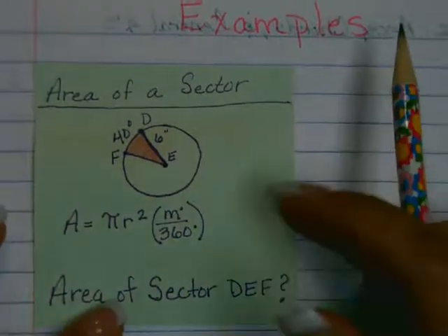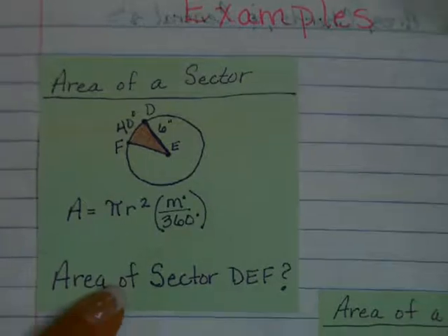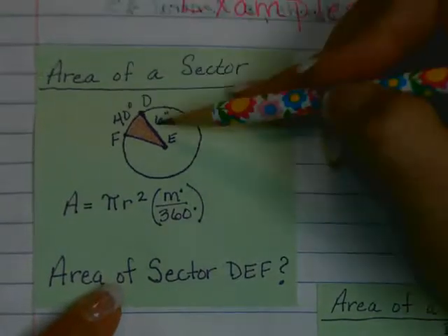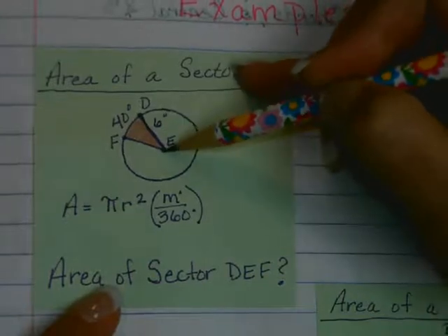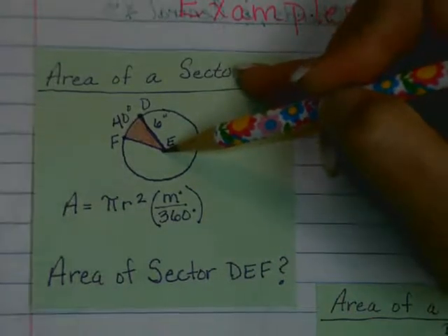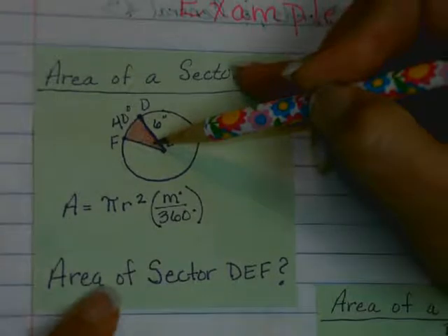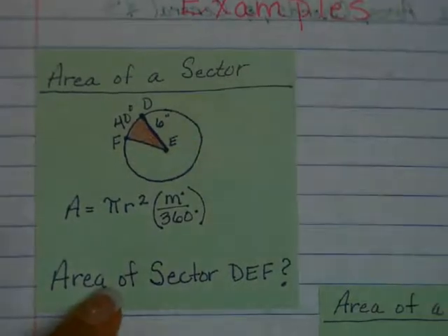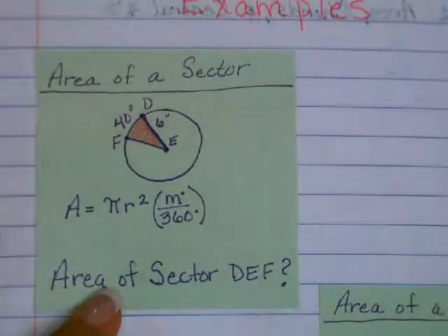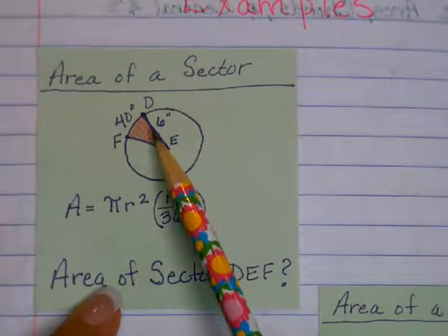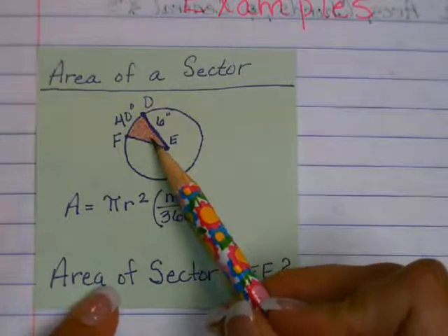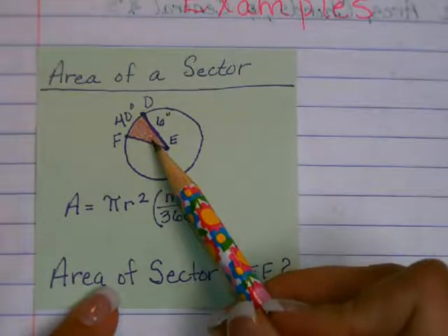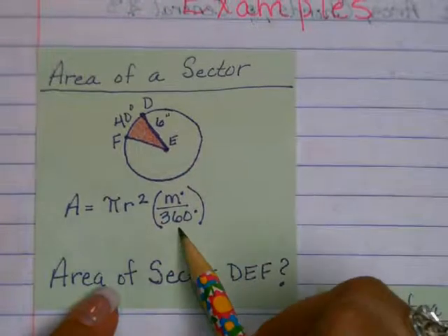So at the top, I'm going to start with an example of finding the area of a sector. I've given you the full circle, and I've given you a colored in piece or portion of the circle where the angle in here is 40 degrees and I have a radius of 6 inches. Okay? So remember, when we're finding the area of a sector, we find the full area and multiply it by just the portion of the full thing that we need. So 40 degrees out of the 360. Pi r squared times m over 360.